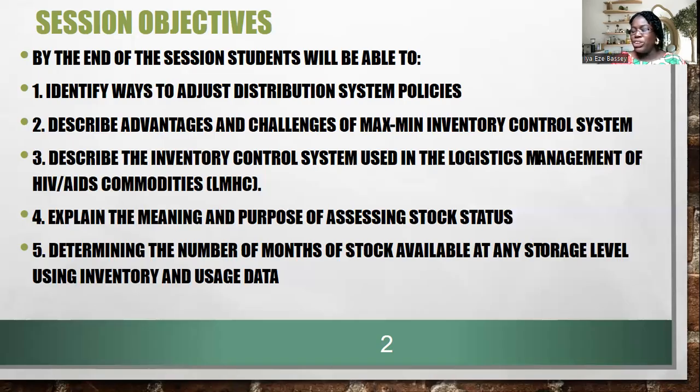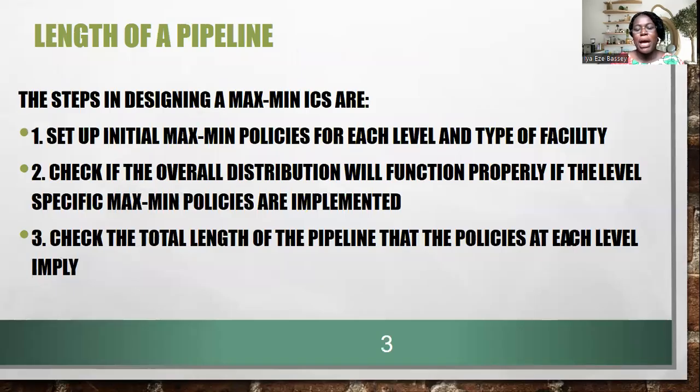So what we're trying to do today is a part of the distribution system design process for a country. We want to practice it so that we could understand the considerations for improved distribution systems in Nigeria. If you want to be able to do that, the first thing you need to look at is the length of a pipeline.